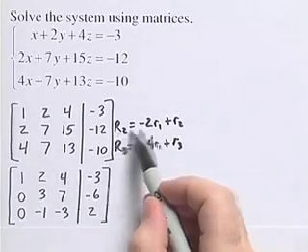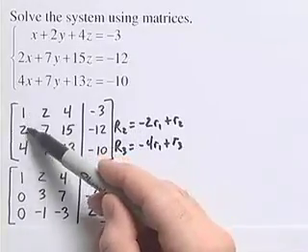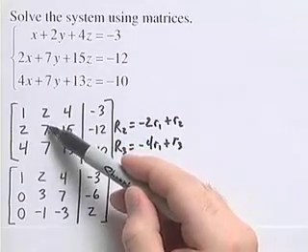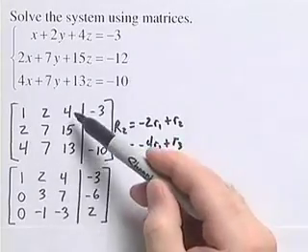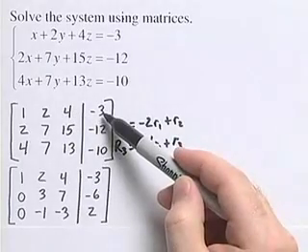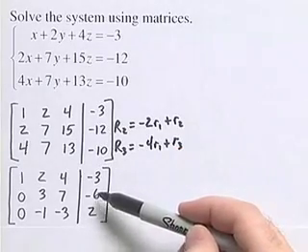Then we need to perform this operation to change our second row. We get negative 2 times 1 plus 2 is 0. Negative 2 times 2 plus 7 is 3. Negative 2 times 4 plus 15 will give us 7. Negative 2 times negative 3 plus negative 12 will give us negative 6.